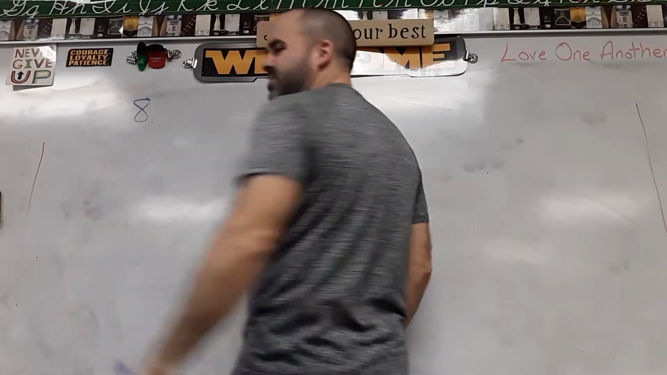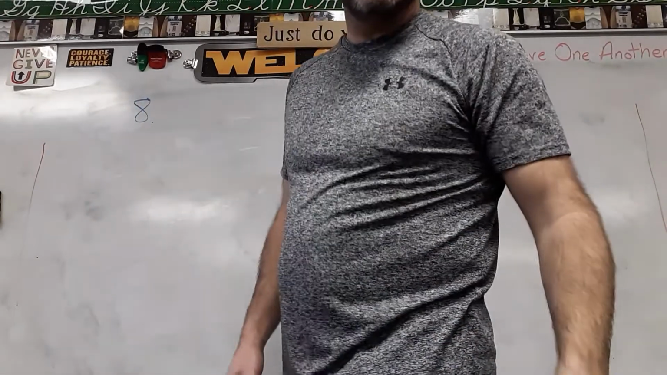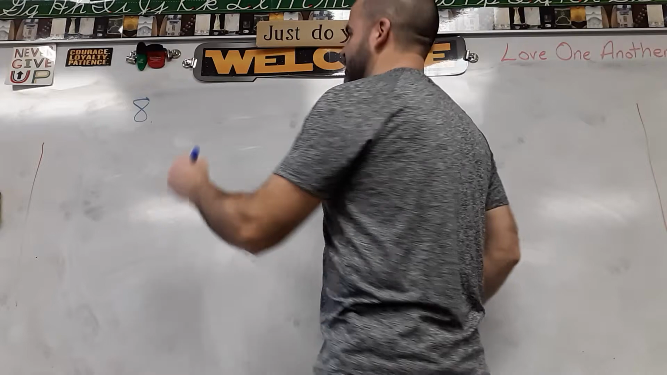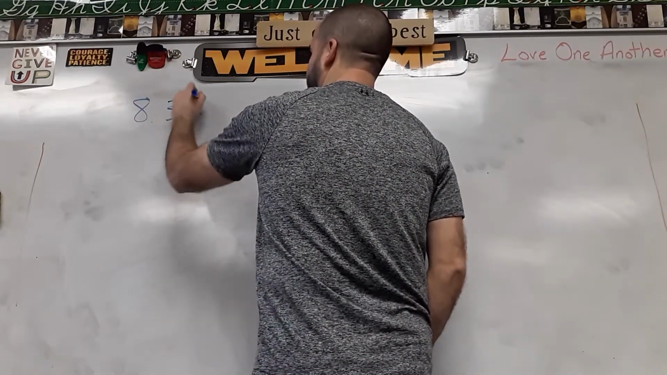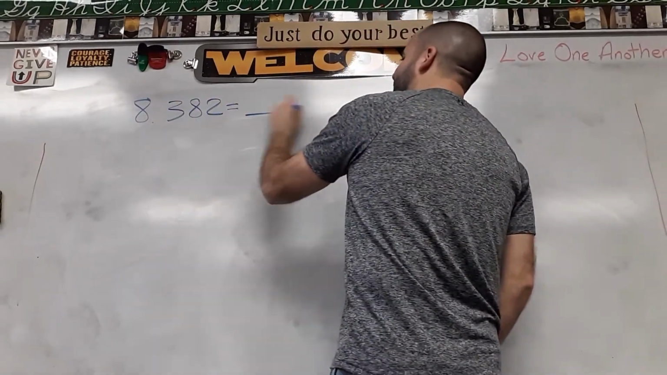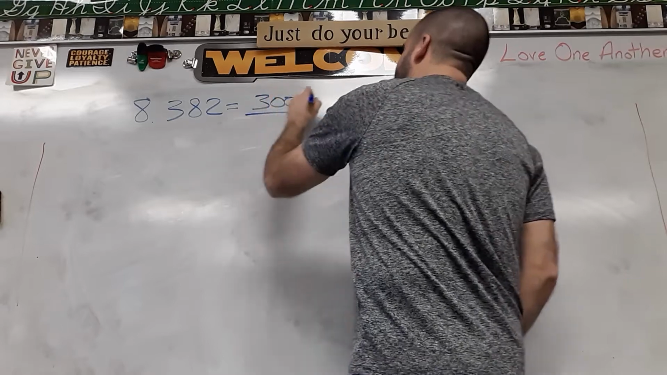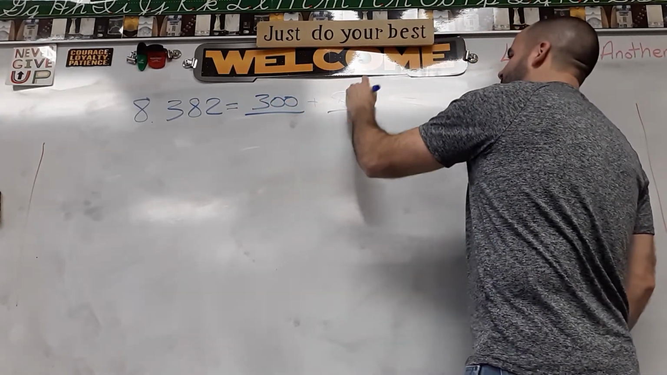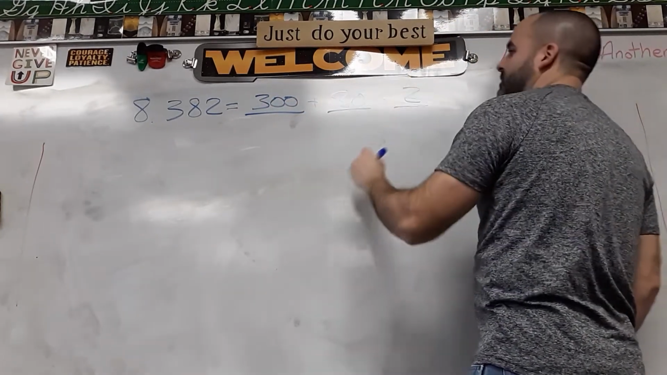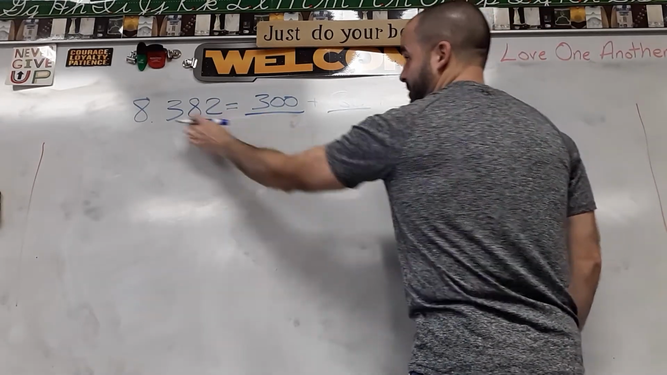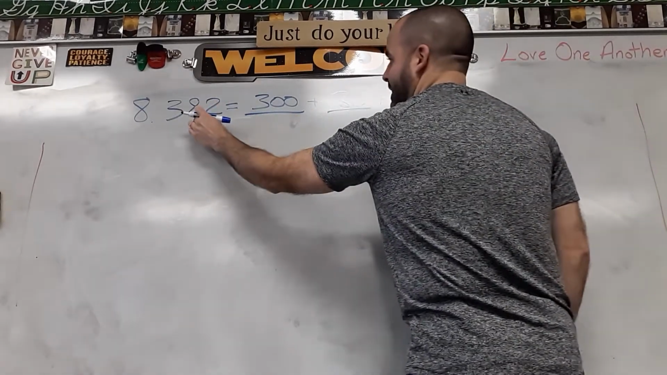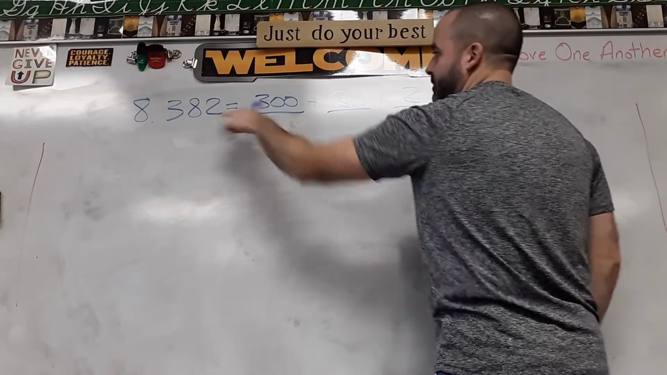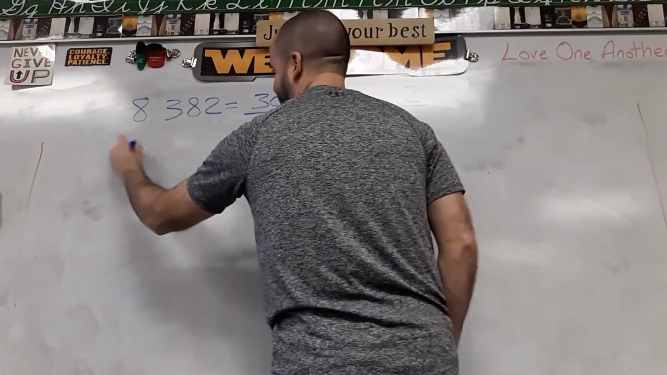Actually, did they do number... They did number 8 for us. All right, we'll let the math book do number 8, but we'll talk through it. All right, and they say it's 300 plus 80 plus 2. Okay, notice 300, 80, 2.